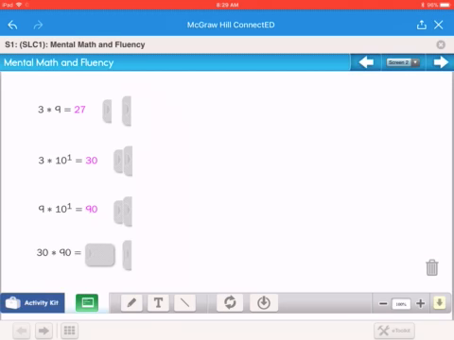Next one is a combination of those two, kind of again. You have 30 times 90. On this one, you think 3 times 9 is 27, and then you have 2 zeros at the end of the numbers, so you add 2 zeros at the end of 27. So your answer would be 2,700.